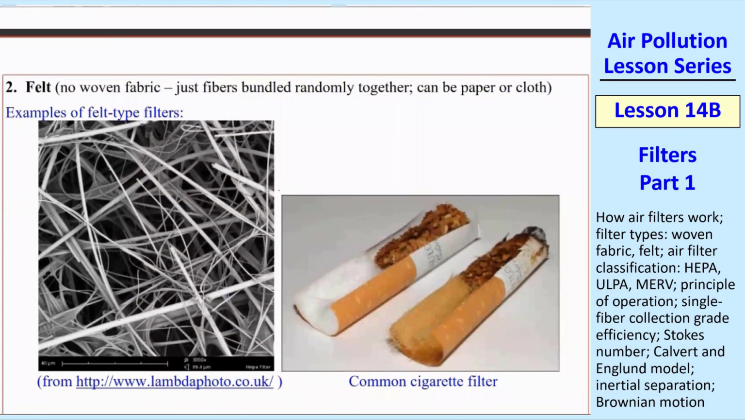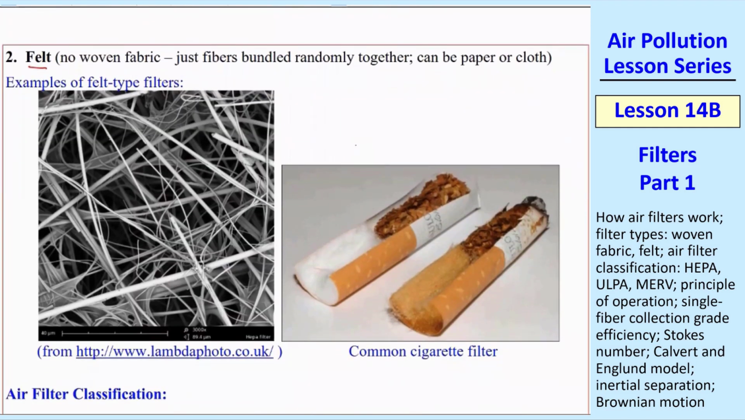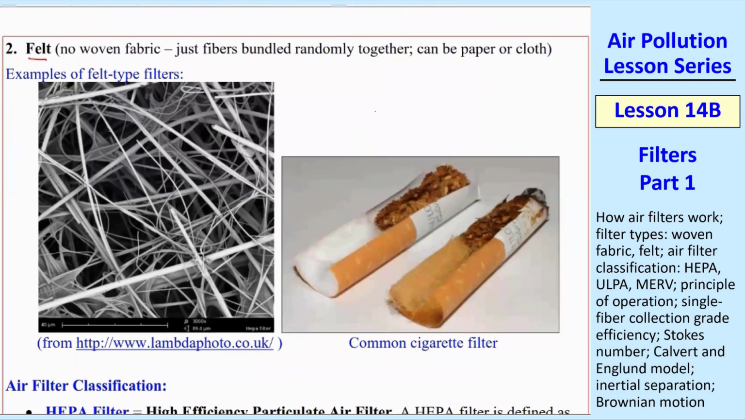The second type is felt. So there's no kind of woven fabric. There might be some structural support weaving or some kind of a grid like I showed you. But felt is just a bunch of fibers that are randomly bundled together. And so here's some common examples. Any kind of a felt type filter like those furnace filters I showed you, just a bunch of fibers that are bundled together, sometimes glued together, sometimes they're just sandwiched between something.